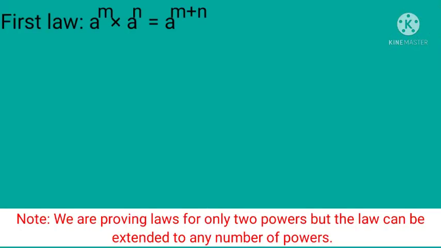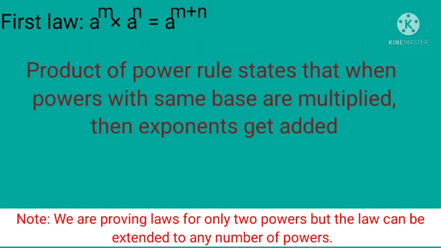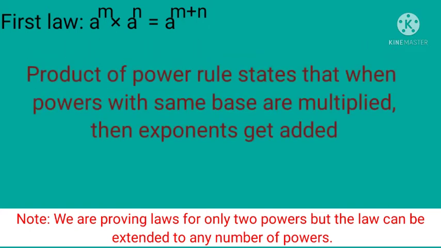First law of exponents: a to the power m multiplied by a to the power n equals a to the power m plus n. It is known as the product of powers rule, and it states that when powers with the same base are multiplied, then exponents get added.